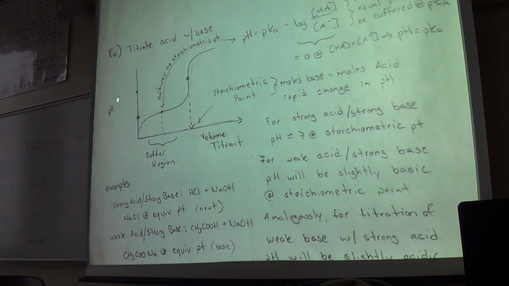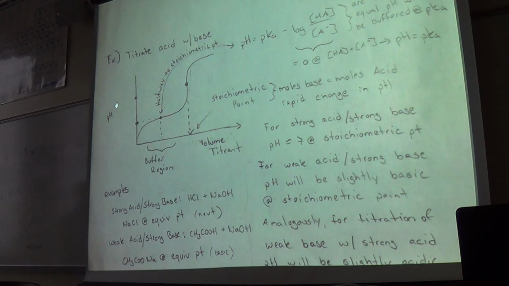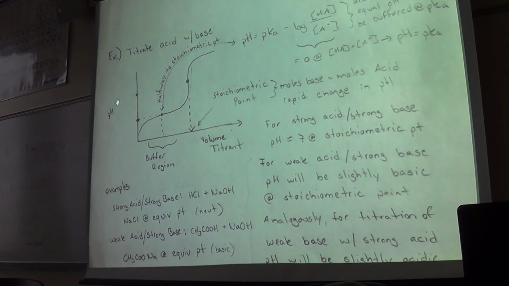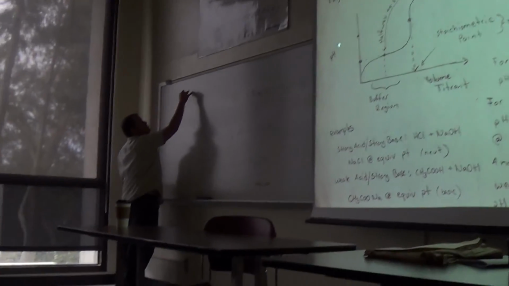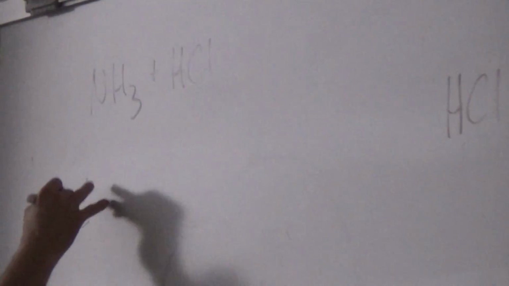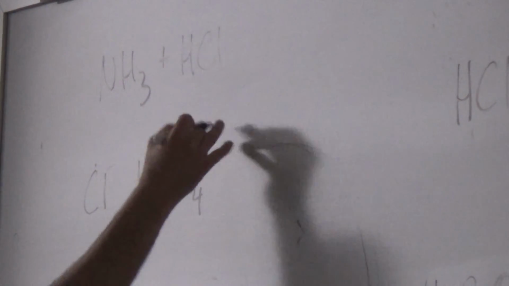If you were titrating a weak base with a strong acid, so here we're titrating a weak acid with a strong base, the kind of inverse titration is a weak base with a strong acid. The example that your book gives is if you titrate NH3 with HCl, at the end point of the titration, or the equivalence point of the titration, you've created a bunch of Cl minus and NH4 plus.